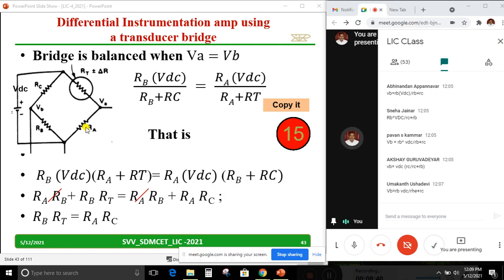We say the bridge is balanced whenever VB equal to VA. VB equal to, I am writing the equation, and VA equal to, I am writing, considering only RT as of now. We take two possibilities. One is RT, and the other is where the resistance is changing. Instead of RT, it will become RT plus or minus some delta R. A second case we will take like that. Hope all of you have completed copying, so that we can go to the next slide.